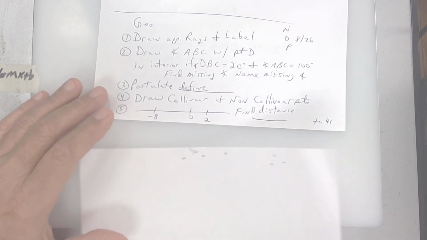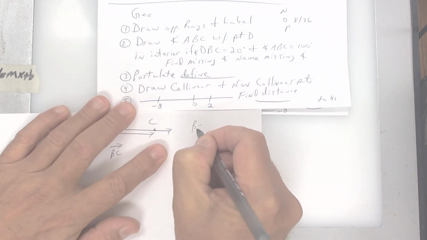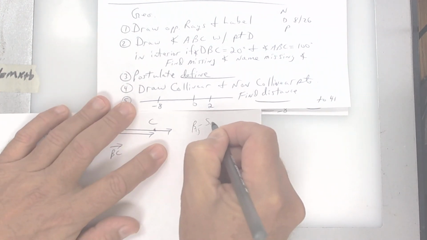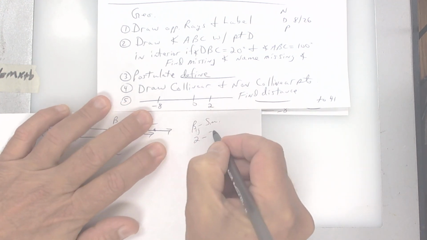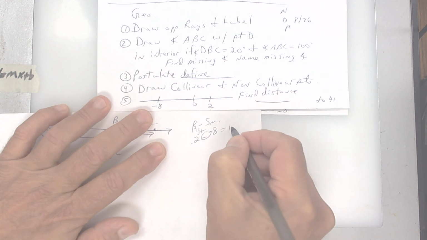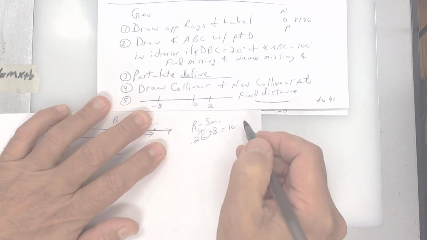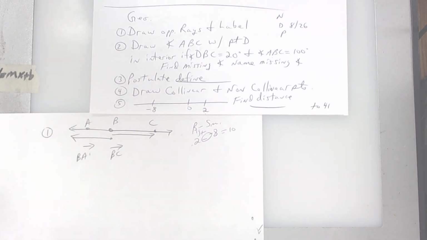This one right here says find the distance. The distance is the big number minus the small number. So big minus small. So the big number is 2. So it's 2 minus a negative 8. This is a double negative. So that becomes 8 plus 2 is 10. So it's 10 steps. It's 8 this way plus 2 more. Make sure you understand that formula.